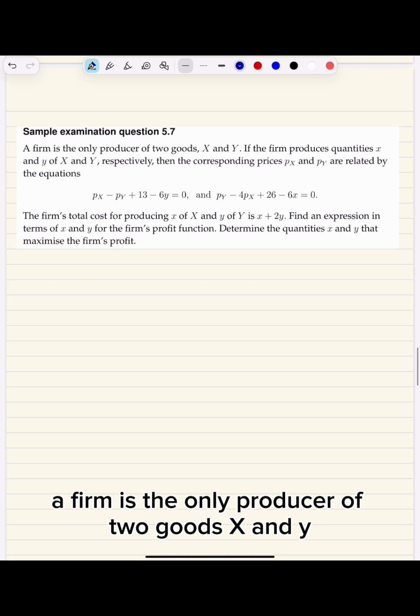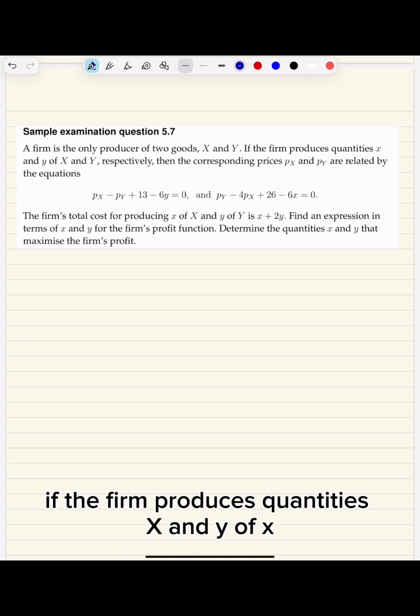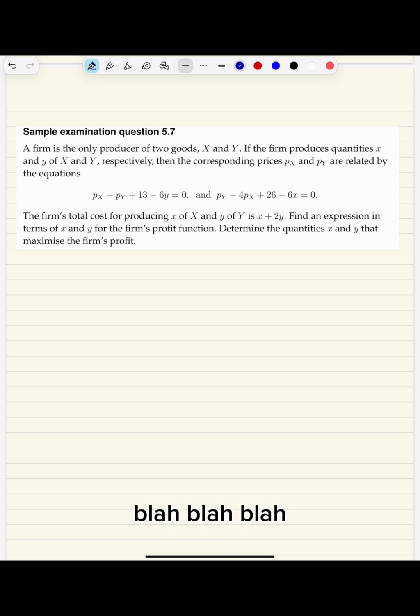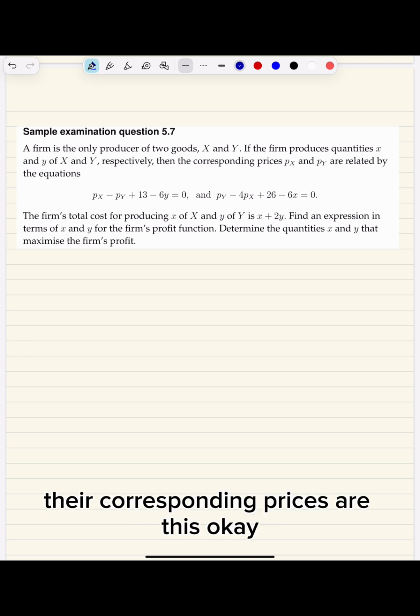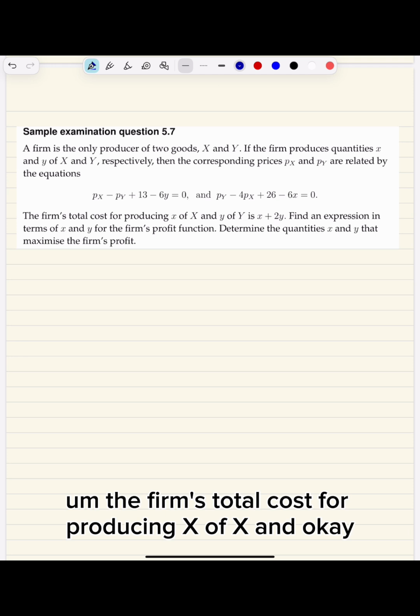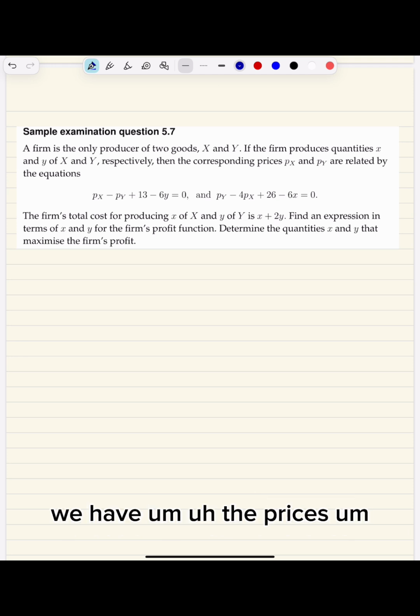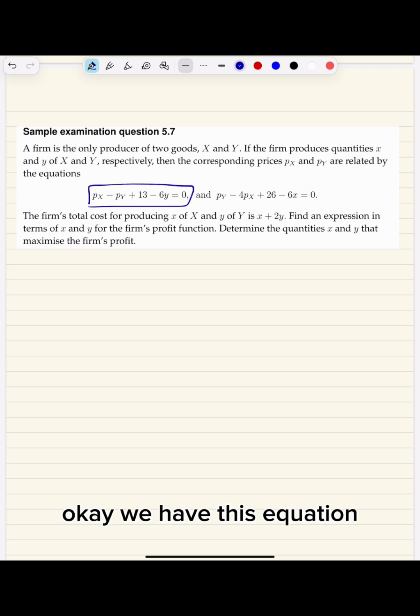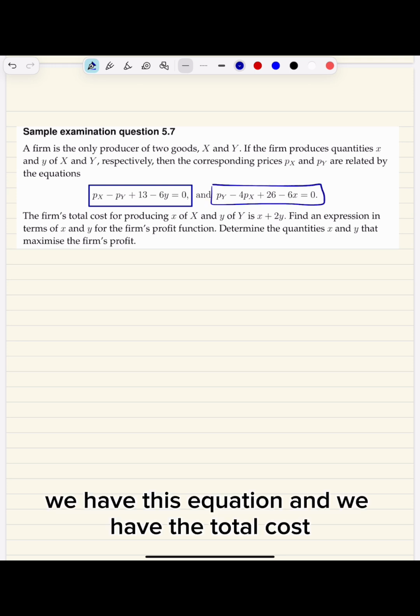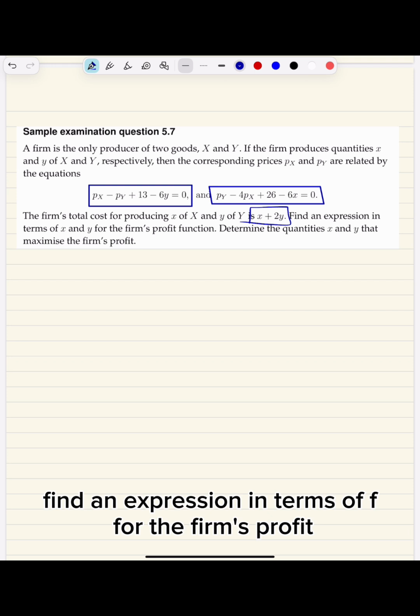Okay, a firm is the only producer of 2 goods, X and Y. If the firm produces quantities X and Y, and so on, the corresponding prices are this. The firm's total cost for producing X and Y is given. Okay, we have the prices. We have this equation. We have this equation. And we have the total cost. Find an expression in terms of X for the firm's profit.